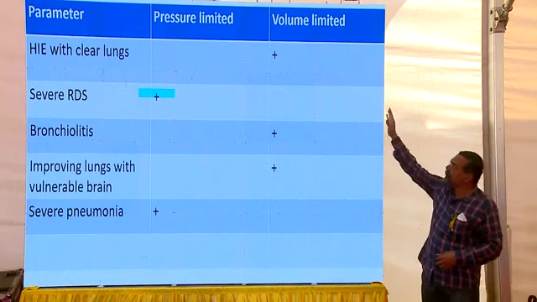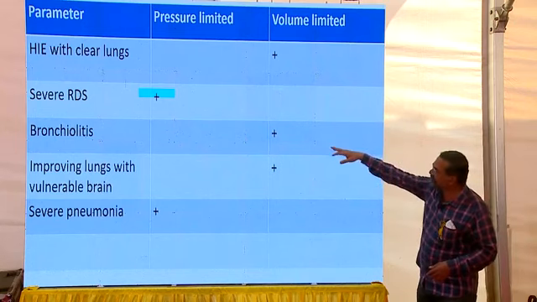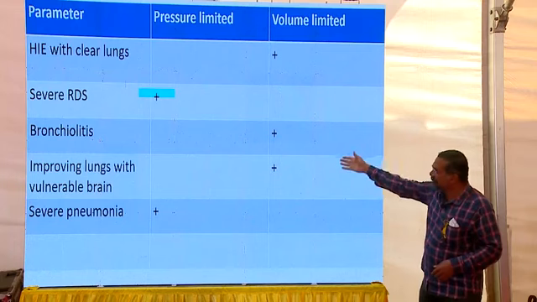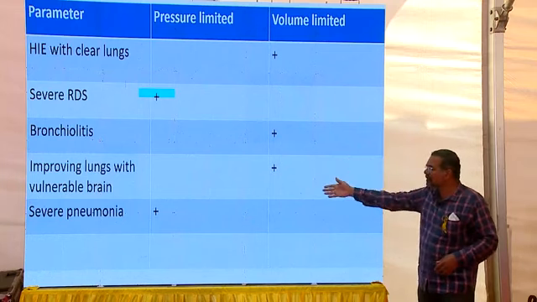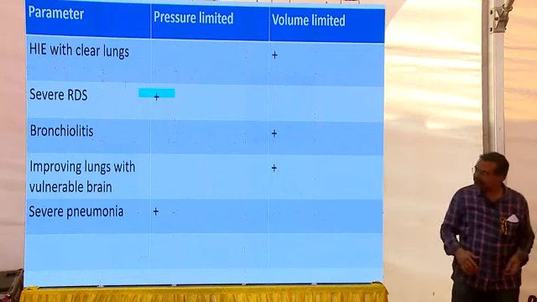HIE with clear lungs, volume limited. Severe RDS, pressure limited. Bronchiolitis, again volume. Improving lungs with vulnerable brain, again volume. Severe pneumonia, pressure.